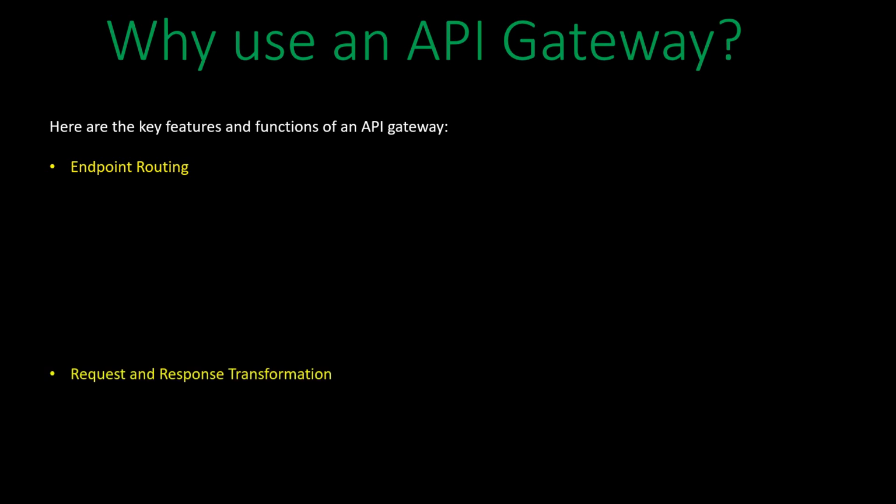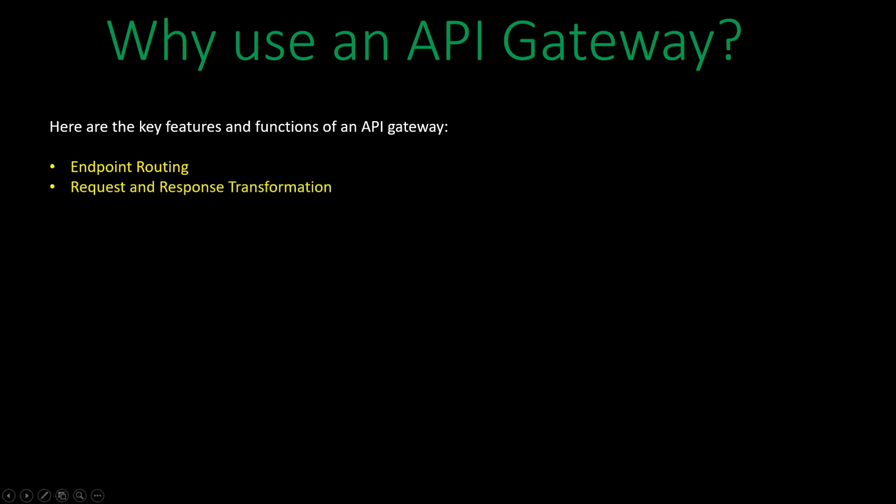Request and response transformations. The API gateway can modify the structure of incoming requests or outgoing responses to ensure compatibility between different client applications and backend services.